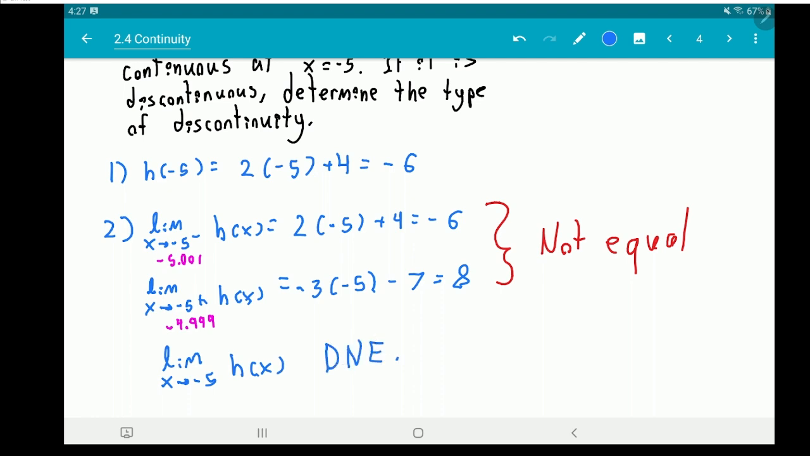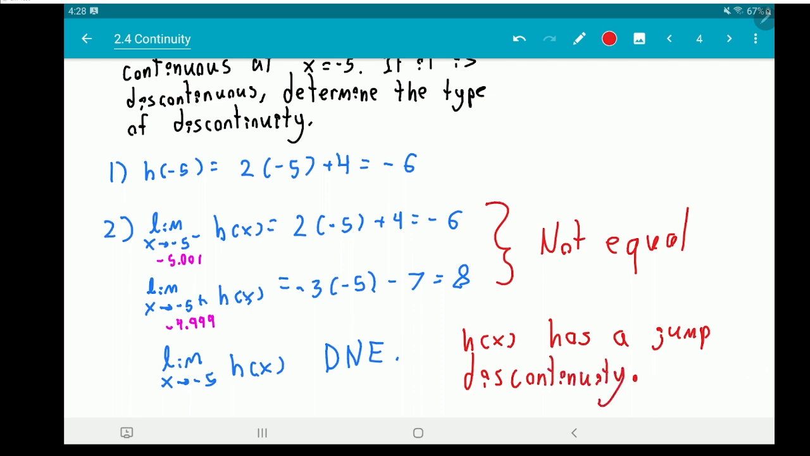And so now we have enough information to determine what kind of discontinuity this is, because the left limit exists and the right limit exists, but the limit itself does not exist because they're different. And so that's enough to tell us h of x has a jump discontinuity. When you have a left and right limit and they're not equal, that is a jump discontinuity.